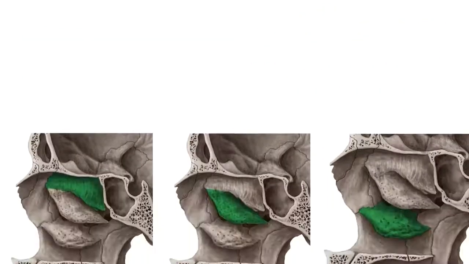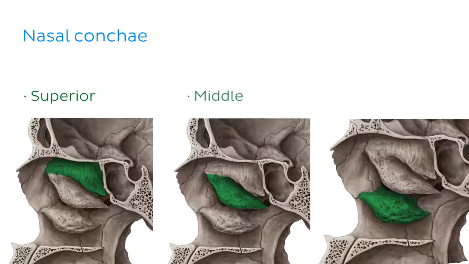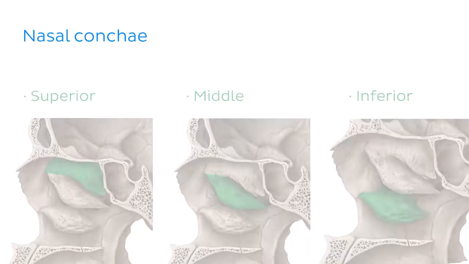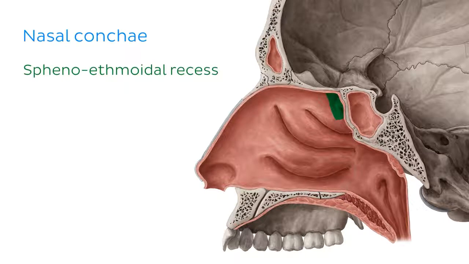And as you can see in these pictures, it is quite easy to name the three nasal conchae as the superior, the middle, and the inferior one, since they are placed one above the other in the medial surfaces of both lateral masses. The most superior air channel is called the sphenoethmoidal recess, which you can see here, because it is bordered by both the sphenoid and the ethmoid bones.